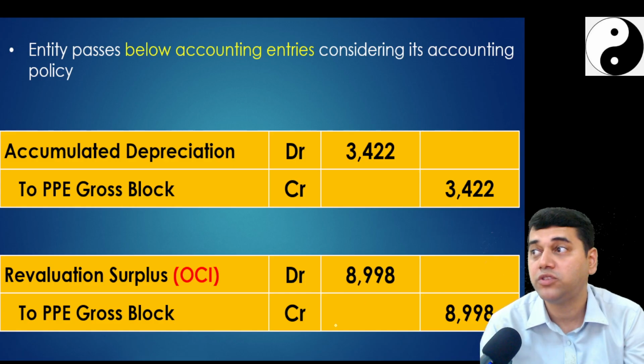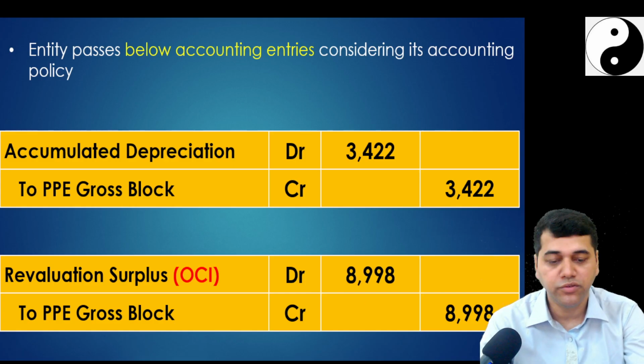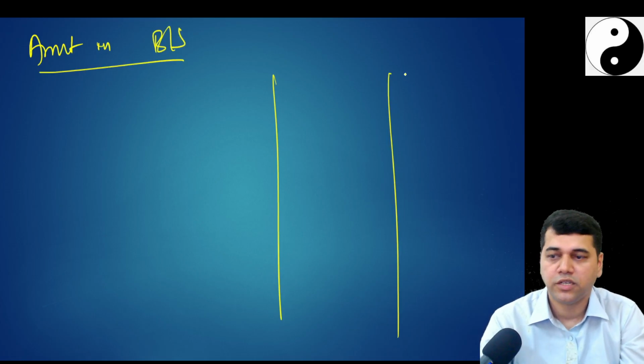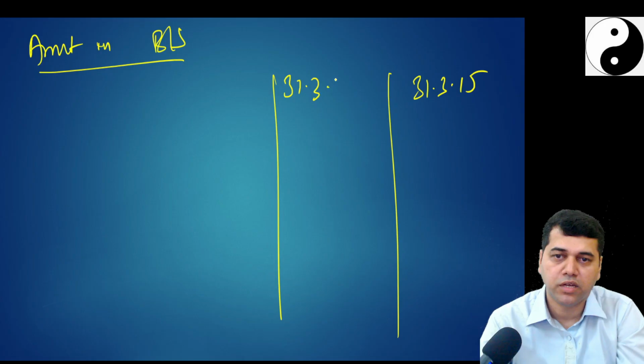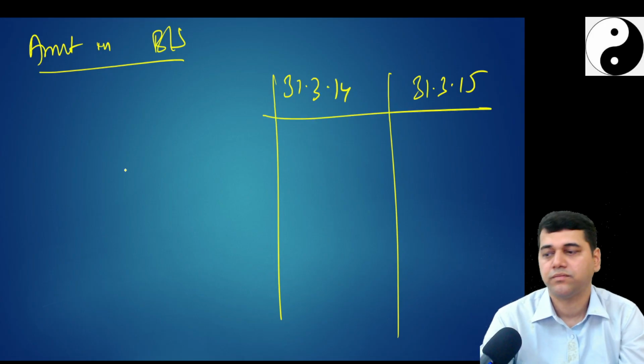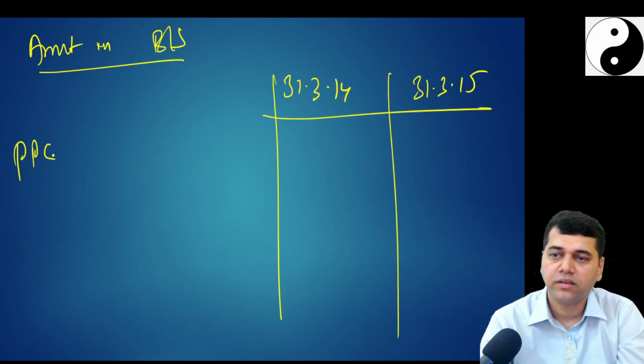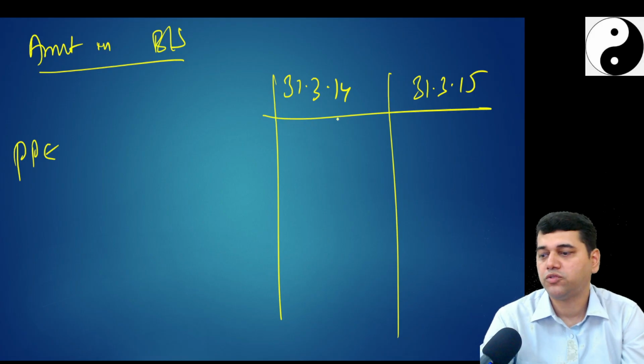Now they asked you for the balance sheet extract: amounts included in the balance sheet. So amount in balance sheet. You have to write two columns here: 31st March 15, 31st March 14. What is my PPE? Can you tell me, students, on 31st March 2014?